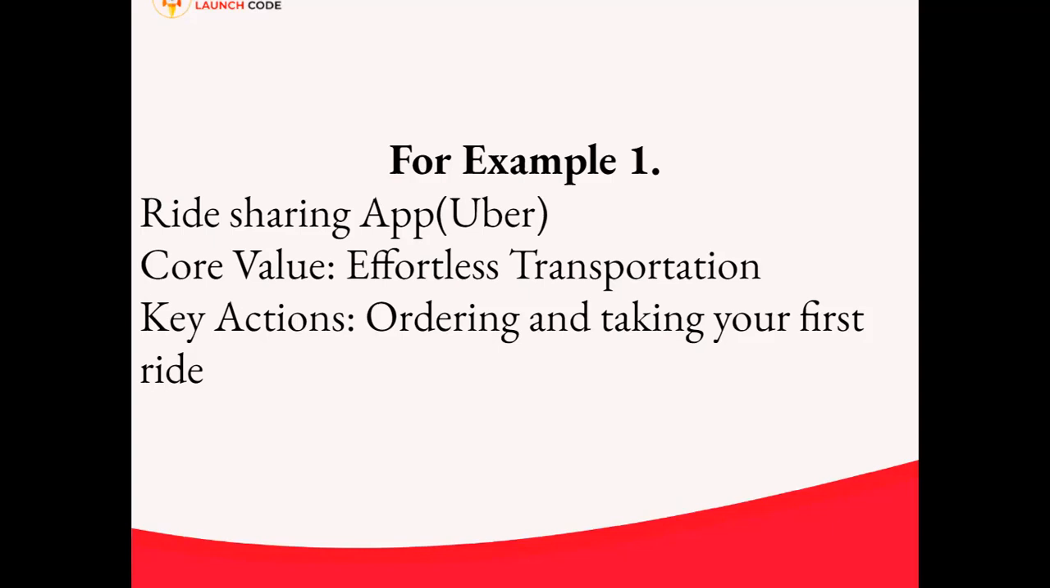So Uber will say they've successfully activated a user if the user orders and takes his first ride. If a user only orders and at the end of the day cancels the order, Uber won't say they've activated a user. So a user is only activated on Uber when he or she orders and completes the first ride. You can see the difference. Ordering and taking the first ride is activation, not just ordering alone. So you need to define what that value is and what actions lead to that value before you can say a user has been activated.